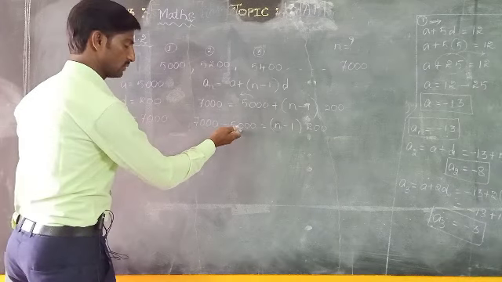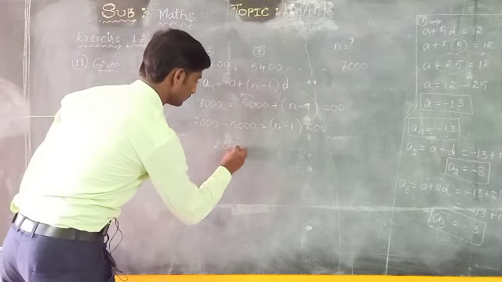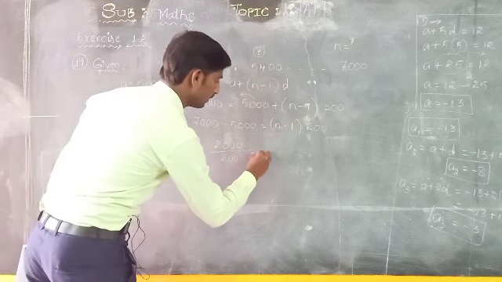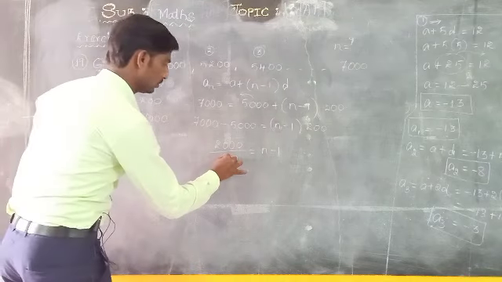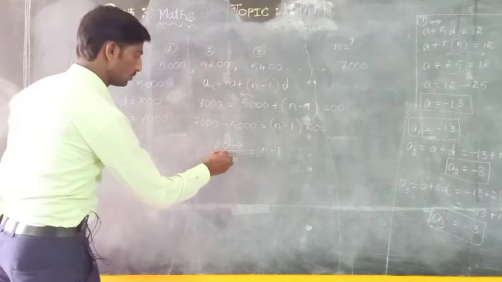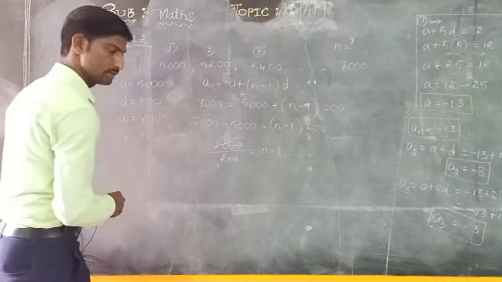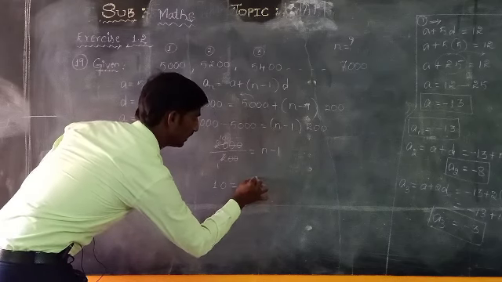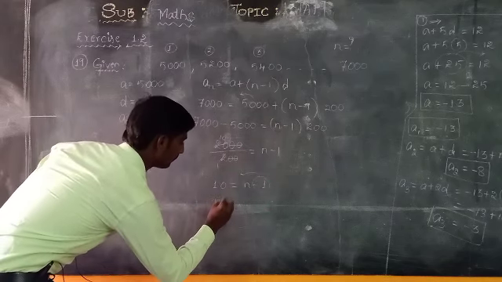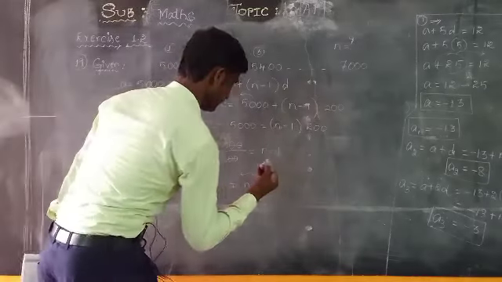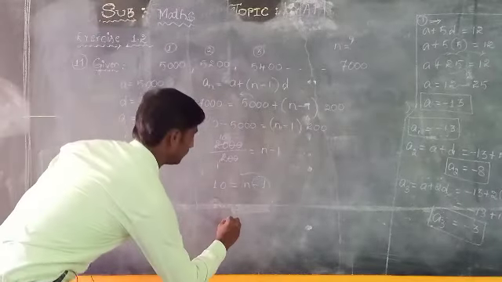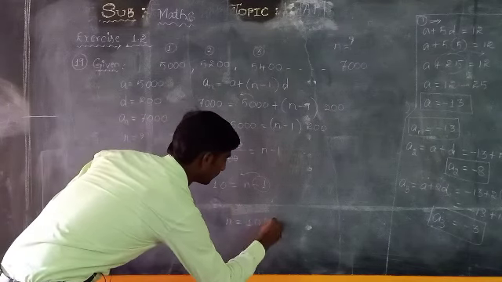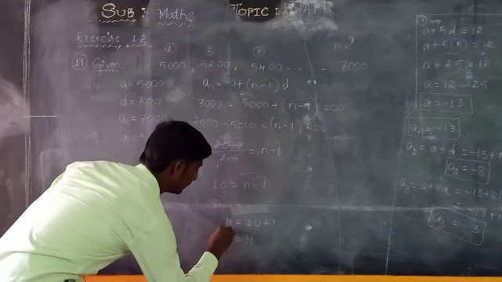7,000 minus 5,000 will become 2,000. According to the rule of transformation, 200 goes down to the other side: 2,000 by 200 equals n minus 1. Two zeros get cancelled. 2 ones are 2, 2 tens are 20. Therefore 10 equals n minus 1. Minus 1 sent this side becomes plus 1, so n equals 11.